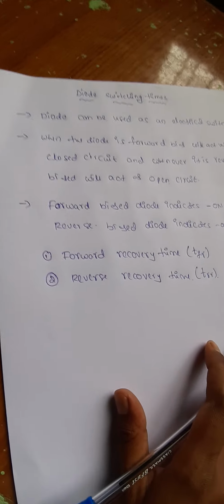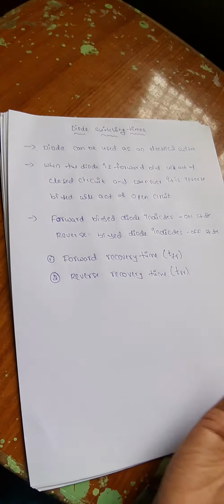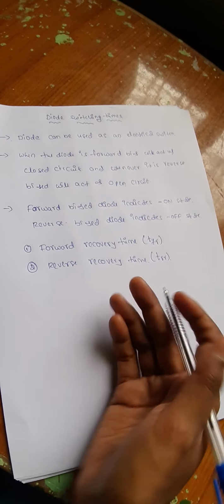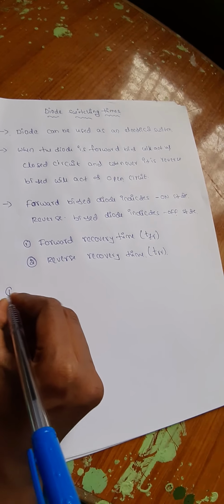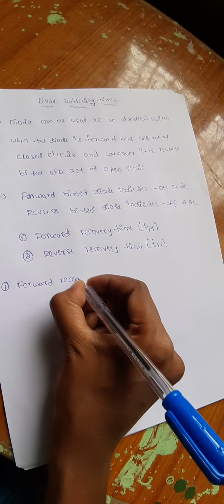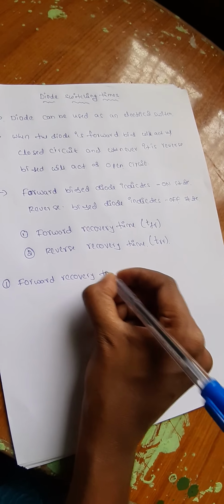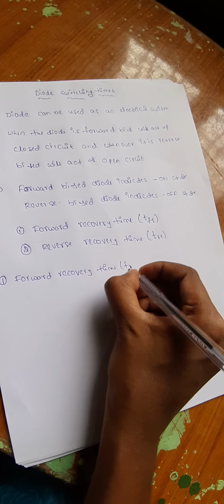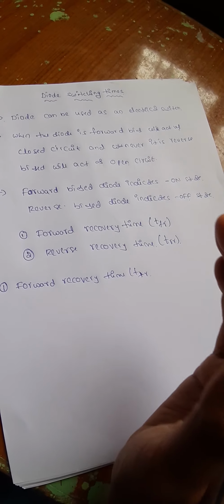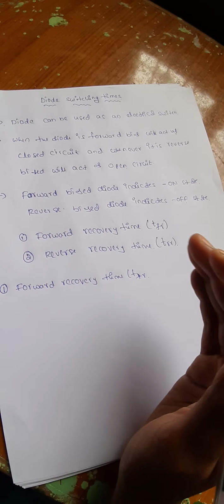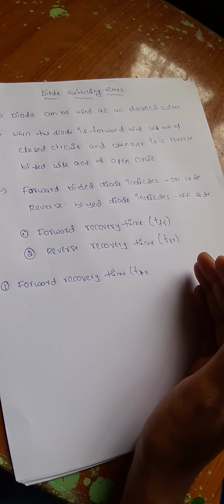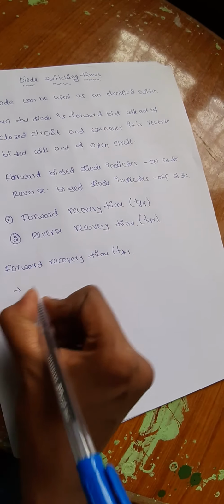First of all we go for the definition of these two, then we go for the analysis of the forward recovery time and the reverse recovery time. First we consider the forward recovery time. Forward recovery time is the time interval taken by the diode to switch from the reverse bias to a forward bias.